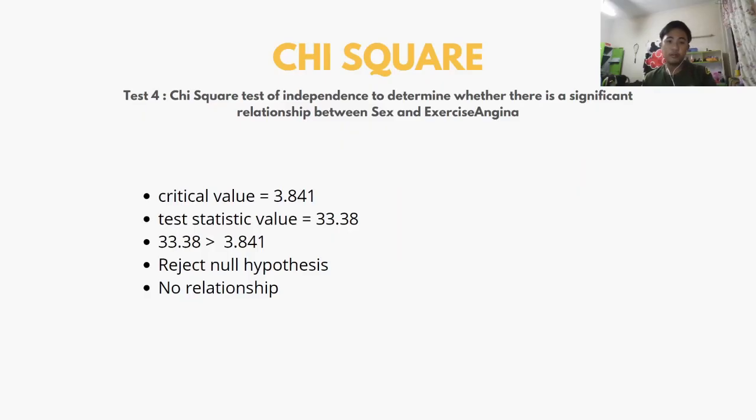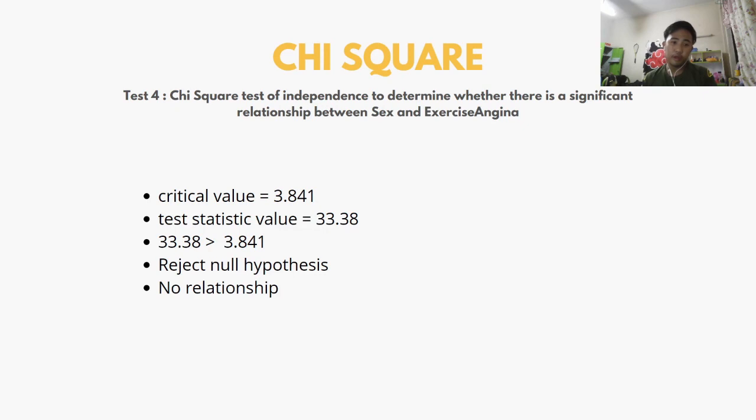Okay, hello. And we start with the chi-square. The chi-square is a statistical method used to determine if two categorical variables have a significant correlation between them. For us, we use the chi-square test of independence to determine whether there is a significant relationship between sex and exercise induced angina. Angina is caused by reduced blood flow to the heart muscle as a result of coronary artery disease, and is often experienced with exercise and eases up with rest.